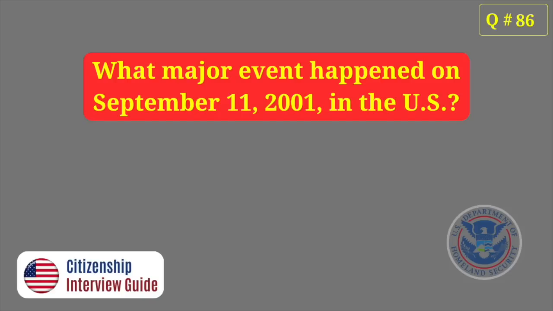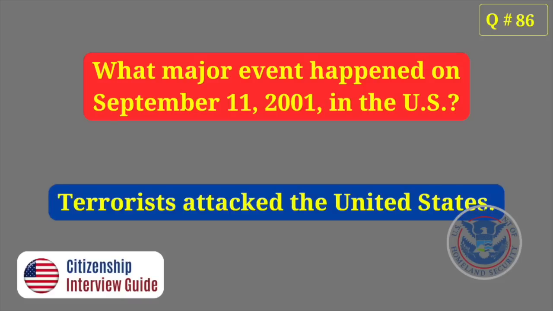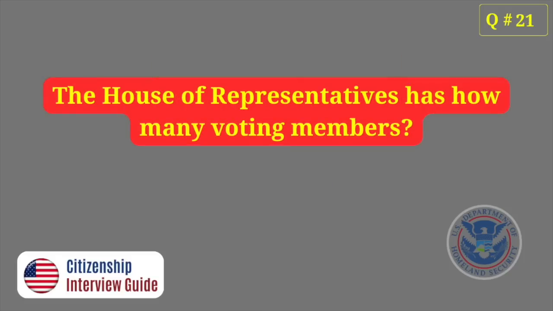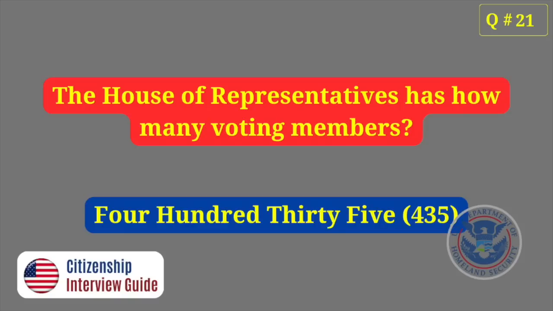What major event happened on September 11, 2001, in the United States? Terrorists attacked the United States. Name one problem that led to the Civil War. Slavery. The House of Representatives has how many voting members? 435.